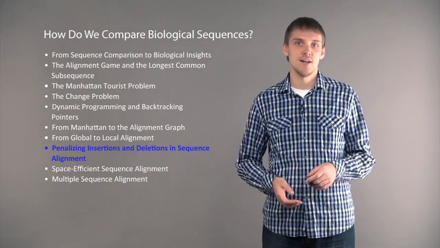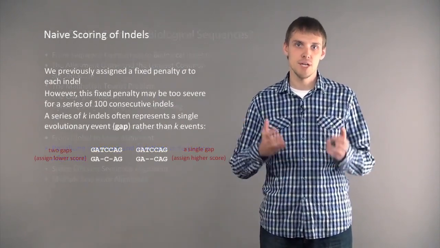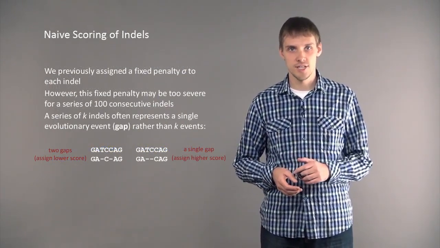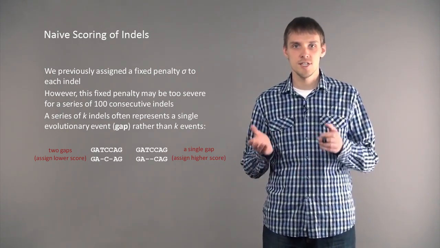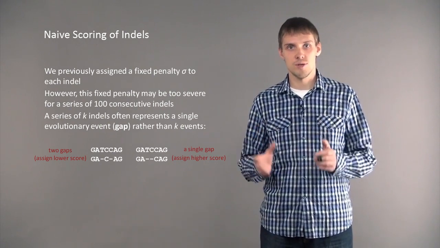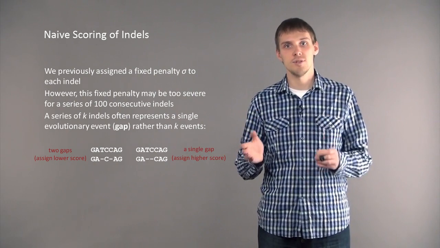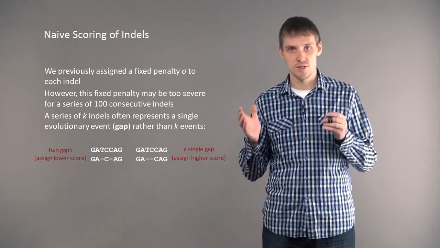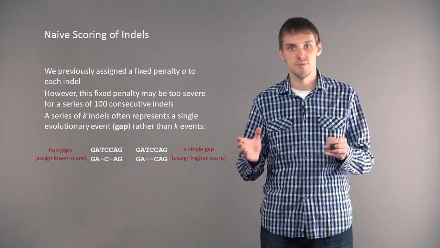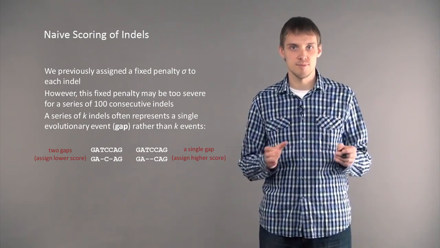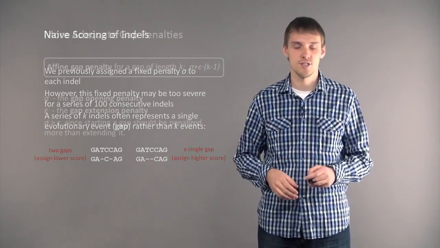So now we will discuss how to penalize insertions and deletions in sequence alignment in a more sophisticated way. Previously, we used naive scoring for indels, where we assigned a fixed penalty sigma to each indel. However, this fixed penalty isn't good to represent a series of hundreds of consecutive indels. We will call this sequence of k consecutive indels a single evolutionary event, a gap, rather than many evolutionary events of small insertions and deletions.